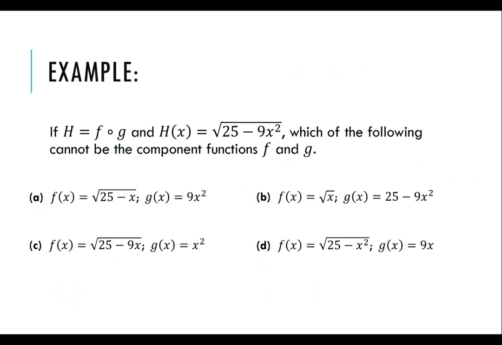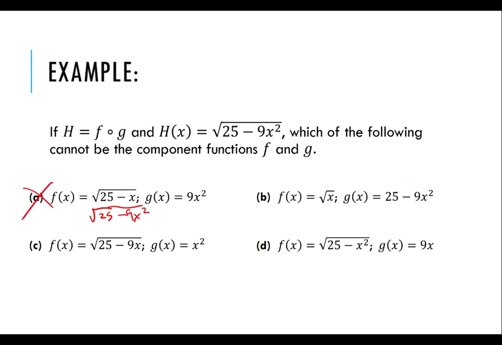So now let's think about this. If we had a larger composition of functions where f composed with g was the square root of 25 minus 9x squared, which of the following cannot be component functions? Which of these could not work? Well, essentially just put them back together and see if you get the same thing. So if I've got f of g, plug g into f. Well, that would give me the square root of 25 minus 9x squared. Well, that one works, so that's not it.